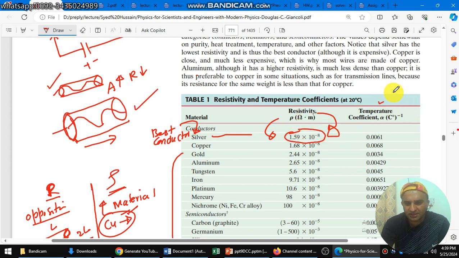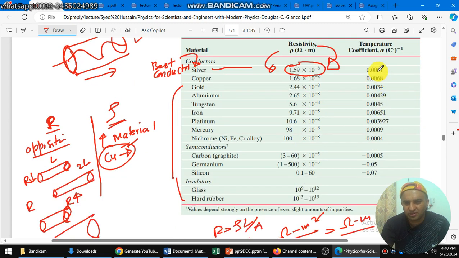And what is this alpha? Alpha is the thermal expansion coefficient. For different materials, how much they expand is determined by this constant.